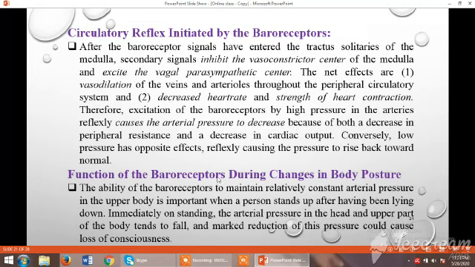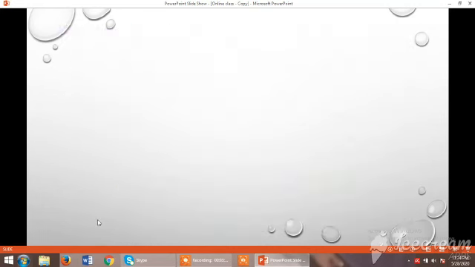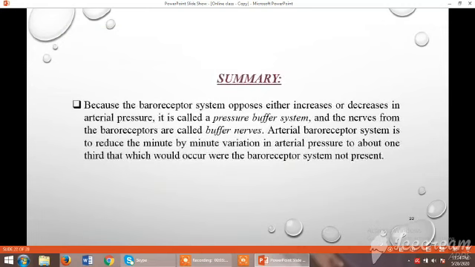Discussed it earlier. Now, functions of the baroreceptors during changes in body posture. Say you are lying down and suddenly stand up. The ability of the baroreceptors to maintain a relatively constant arterial pressure in the upper body is important when a person stands up after having been lying down. Suddenly you stand up, and your blood pressure should fall, but that does not happen. Immediately on standing, the arterial pressure in the head and upper part of the body tends to fall, and a marked reduction of this pressure can cause loss of consciousness.